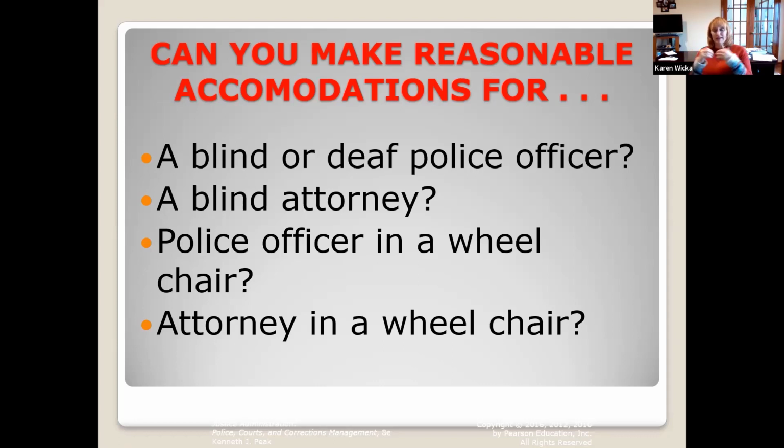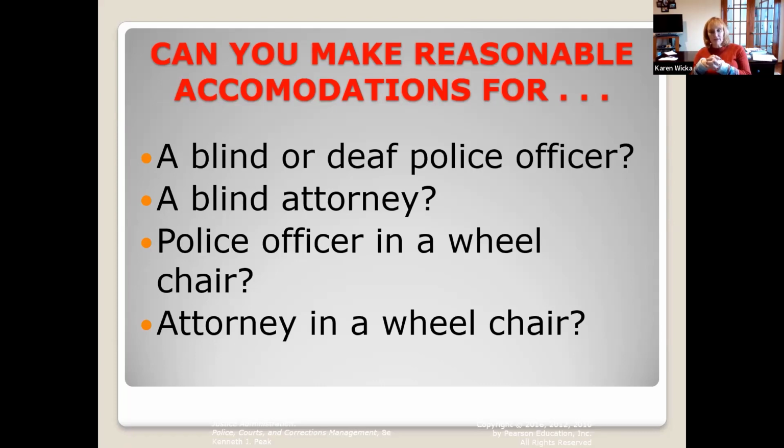Can you have a blind attorney? I'm not sure. It depends what kind of law you're practicing. If you have to go to court and show exhibits and read people's faces, maybe it is a bona fide occupational qualification to be able to see. But if you're a transactional lawyer, sitting in an office and just working on paperwork and documents and things like that, and you have a reader and other accommodations, maybe not. Maybe you can be blind.